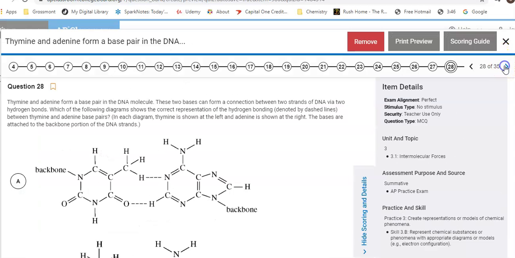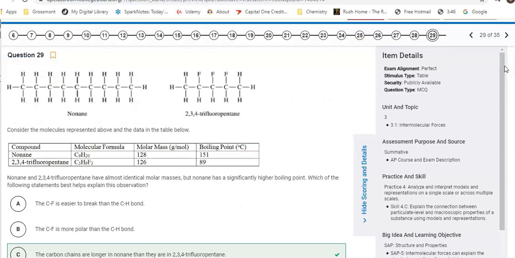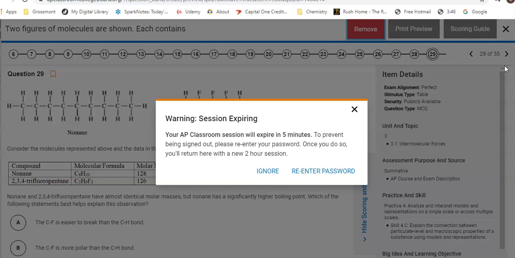All right, next up. Okay, so right away we see nonane and trifluoropentane. Nonane is a bigger, they're both nonpolar. I take that back.